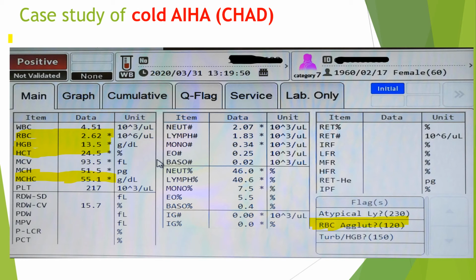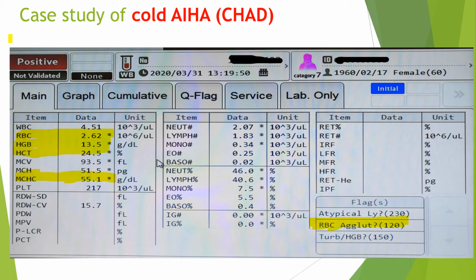Okay, I would like to share one interesting case study that we encountered in the lab. The initial investigation was by sending a sample for blood count. Upon testing, the machine gave a very weird result. The MCHC is very high, as the normal MCHC is between 31 to 35 gram per deciliter.